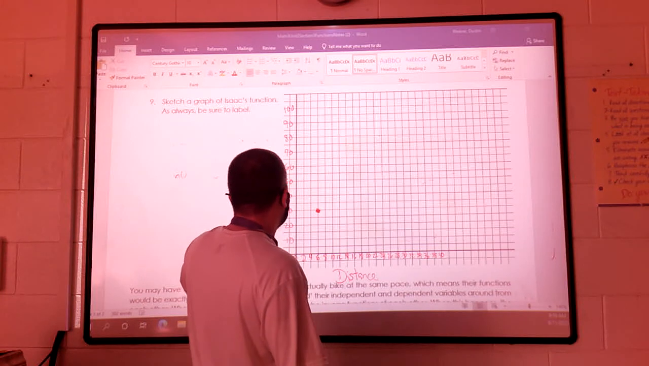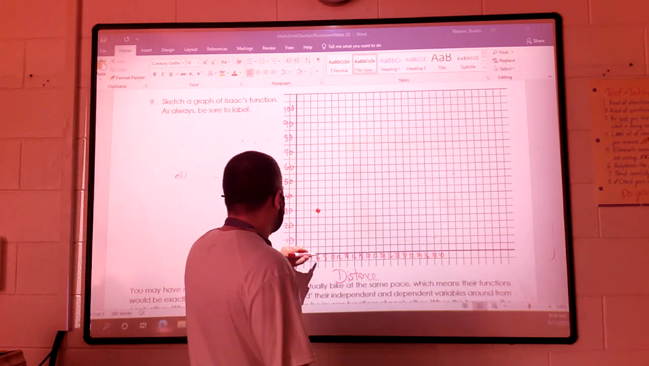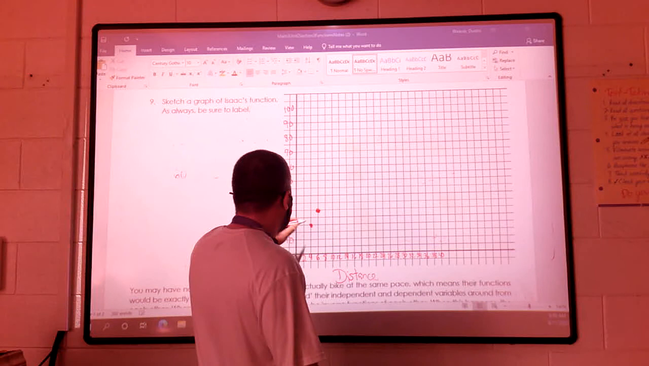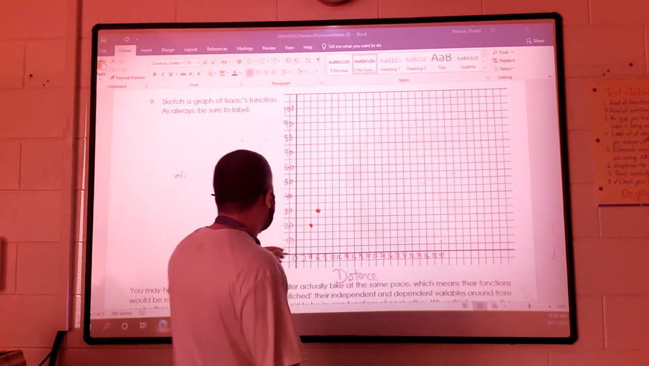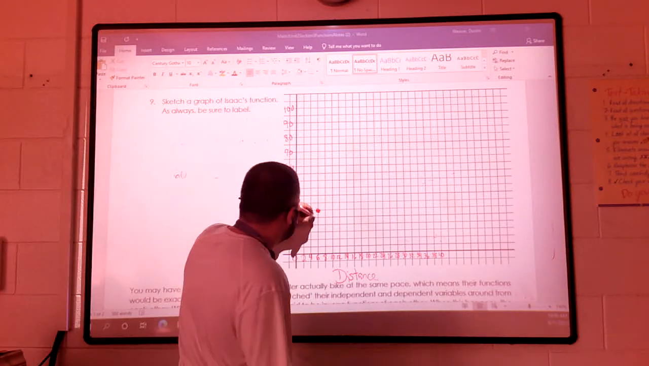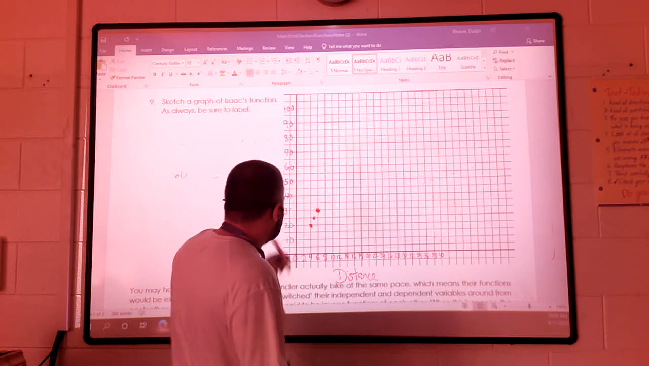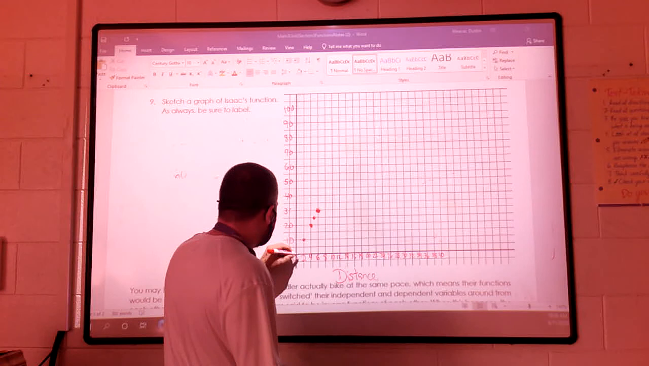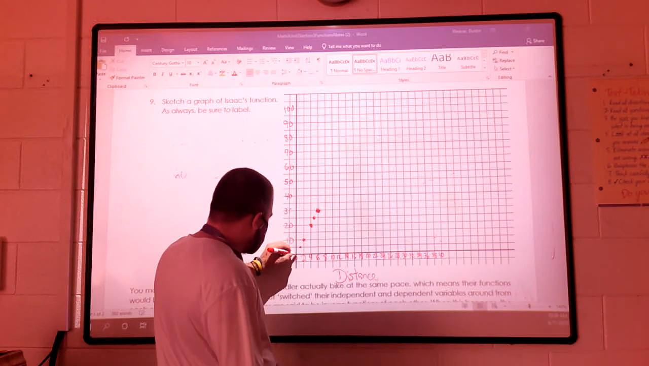Okay, 4, 20. Then we did 4 miles in 20 minutes. Then the next one was 5, right? 5 was 25. Then we did 2 in 10 minutes. We did 1 in 5 minutes. And then in 1 mile we did 0.2. That was that little one.